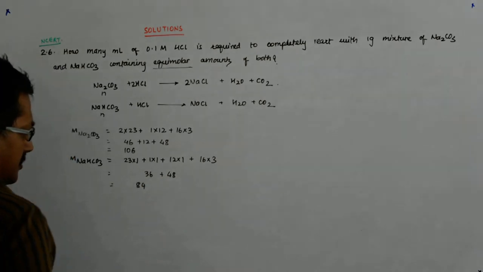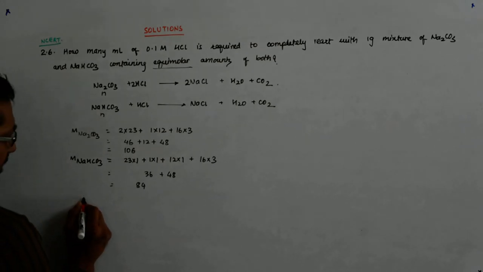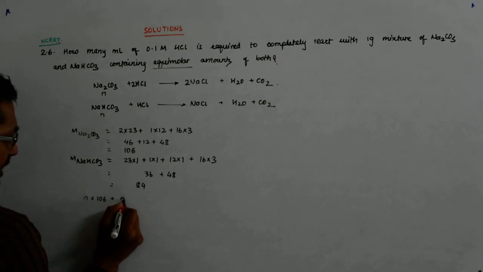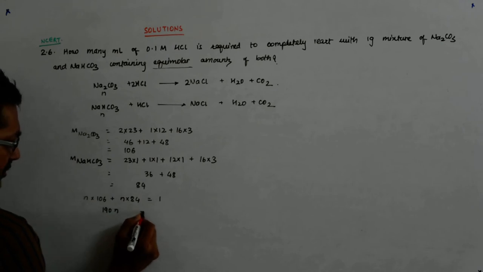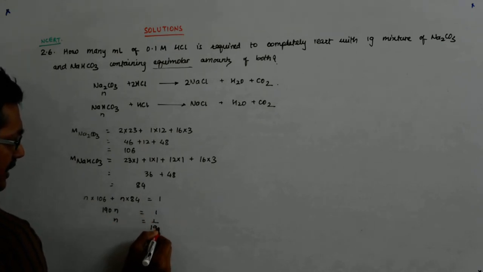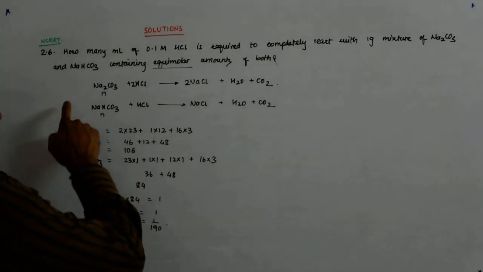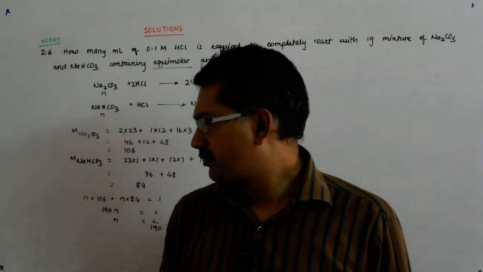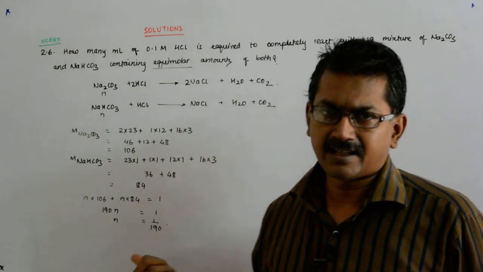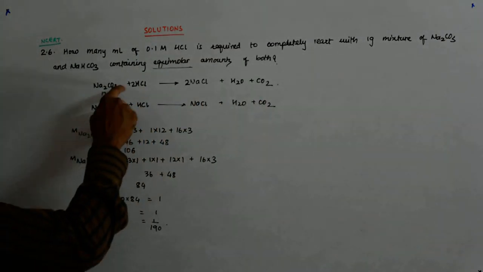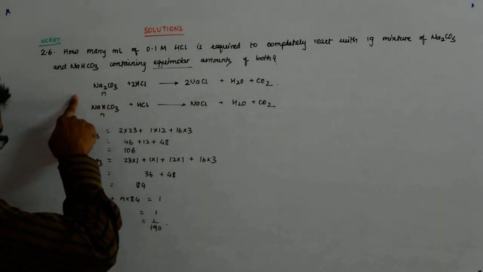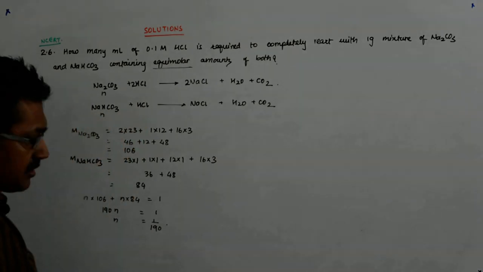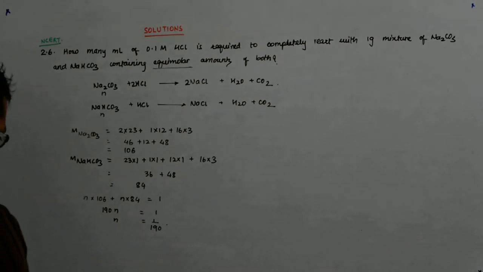That gives me 84. Now if they are equimolar, that is N each, then N into 106 plus N into 84 is equal to 1 gram, and that gives me 190 N is equal to 1, so N is equal to 1 upon 190. So each of them are present as so many moles. Now the moles of HCl that is required is thrice that. If this is N, then 2 moles go to react with sodium carbonate and 1 mole goes to react with sodium hydrogen carbonate. So we require actually 3N mole of HCl.